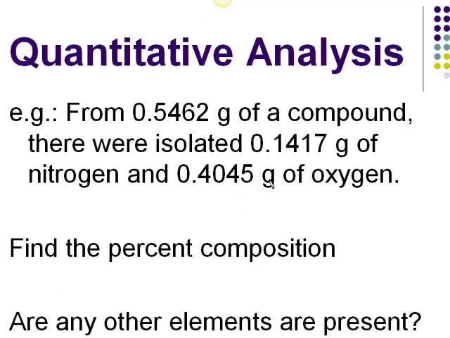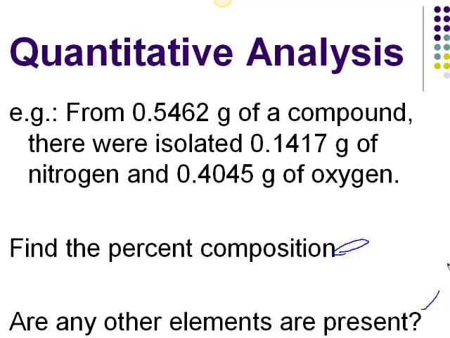Here's an example problem. We've got 0.5462 grams of a compound, and there's isolated from this mass 0.1417 grams of nitrogen and 0.4045 grams of oxygen. So we know how many grams of each are there, and we know the total. We have two questions. First is we have to find the percent composition. That's our first job. And then we also need to find out if there are any other elements present. Well, we can actually answer the second question first. It's easy to do. If you add 0.4045 to 0.1417, you're really close to 0.5462. So, yeah, there's probably nothing else present there.